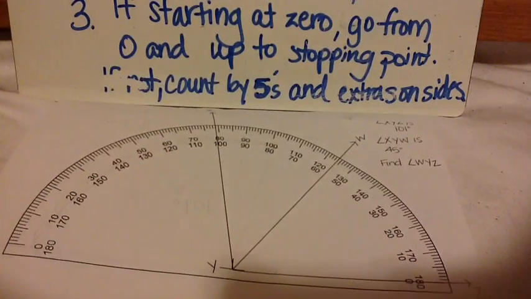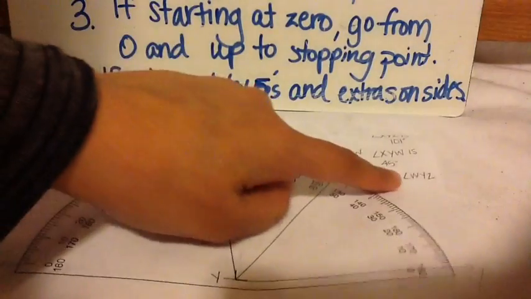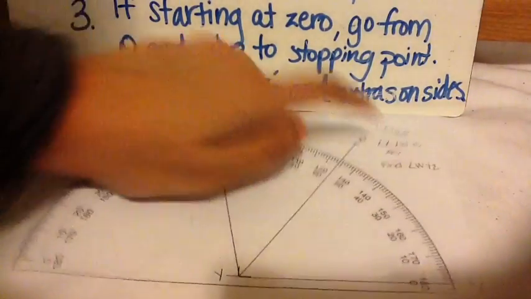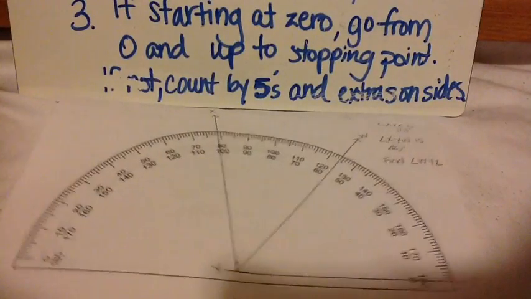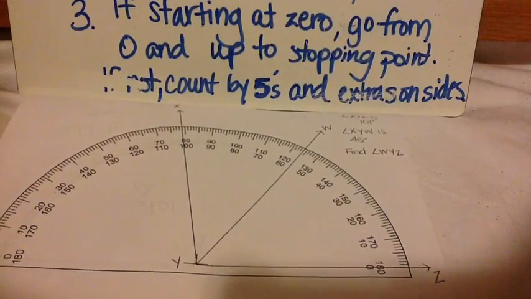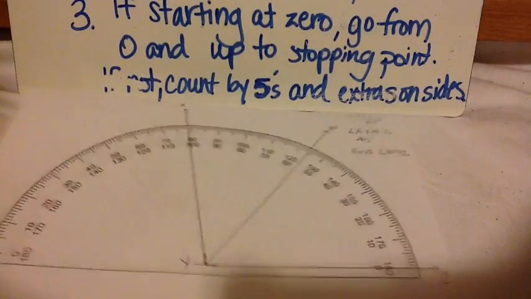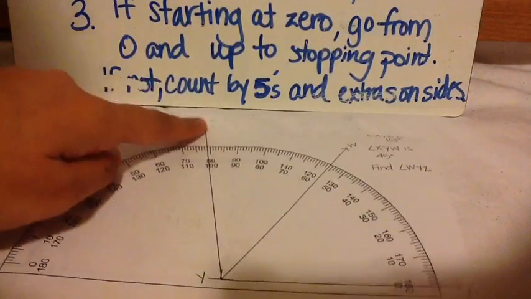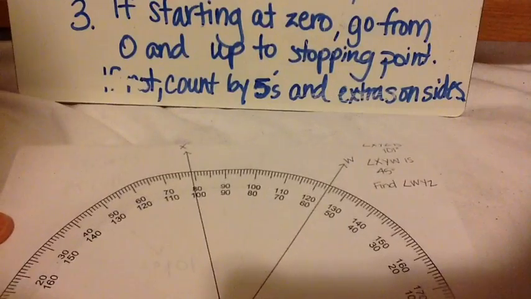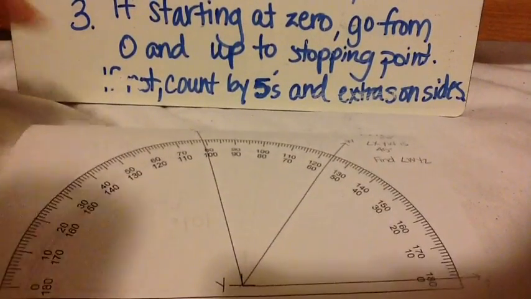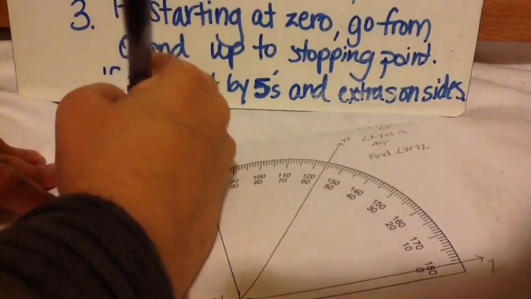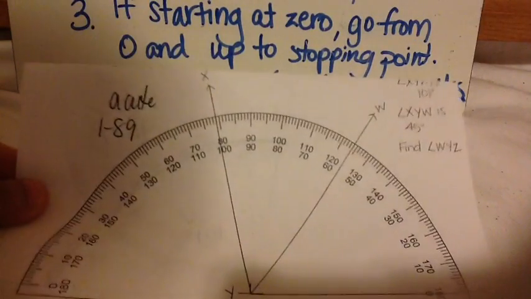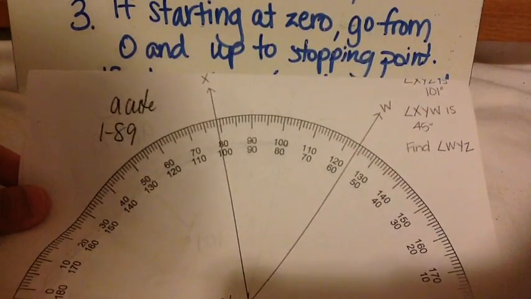Okay, let's talk about this one. It says find angle WYZ. Okay, I want you to ignore this part. We'll talk about that later. Actually, I don't want to do WYZ. I want to do angle XYW or WYX. So in this situation, you still need to determine what kind of angle it is. It's acute, which means my answer will be 1 through 89. But is it starting at 0? That's the tricky part. It's not.